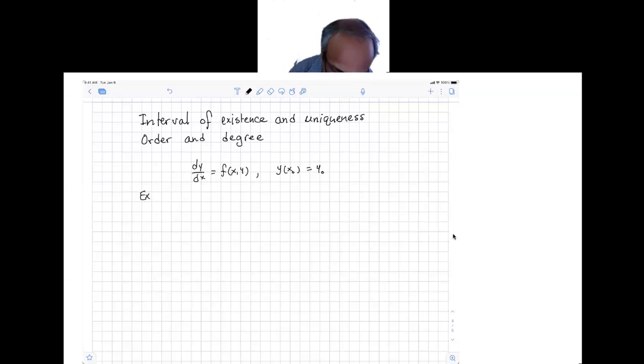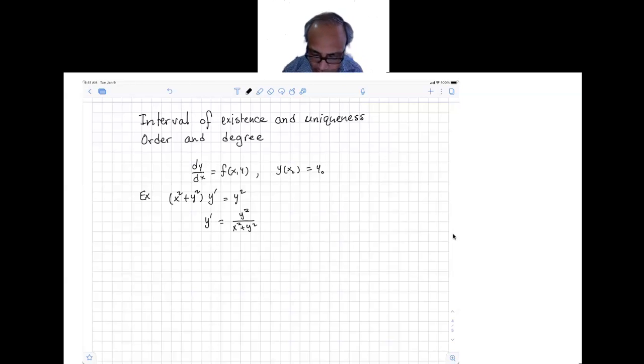I take the differential equation (x square plus y square) y prime equals y square, and I want to find the interval of existence. In this case it is not written in the standard form, because y prime, the first derivative, has a coefficient which is not 1, so you divide by the coefficient. You write y prime equals y square over (x square plus y square), which is your f. So you identify f.